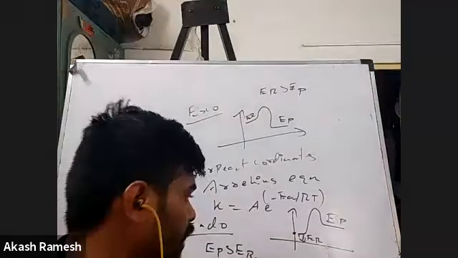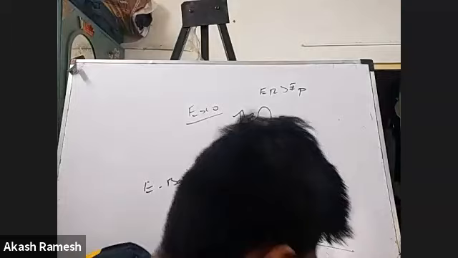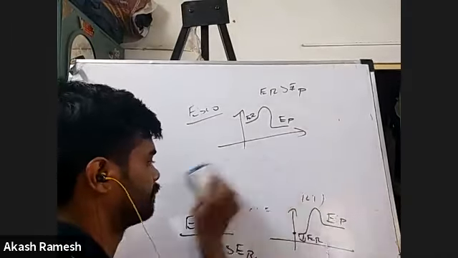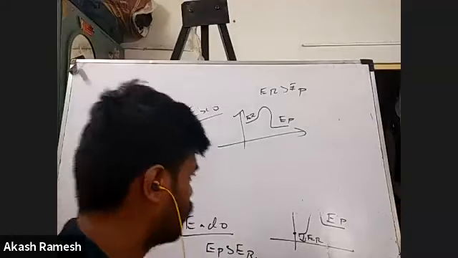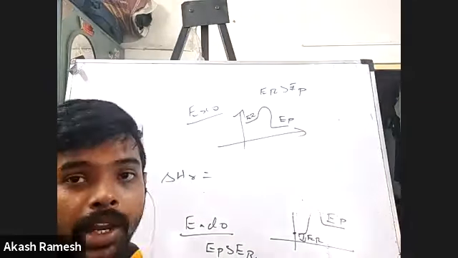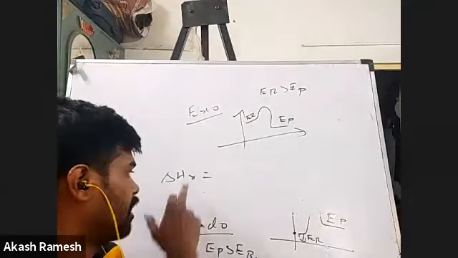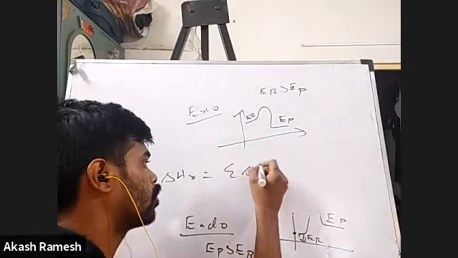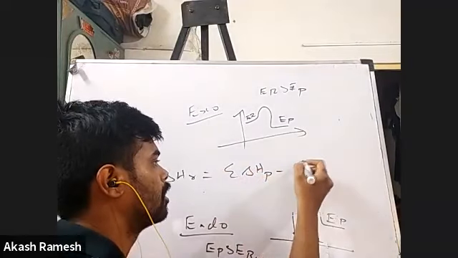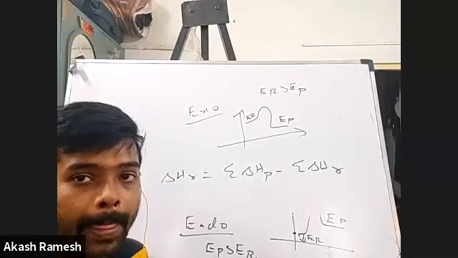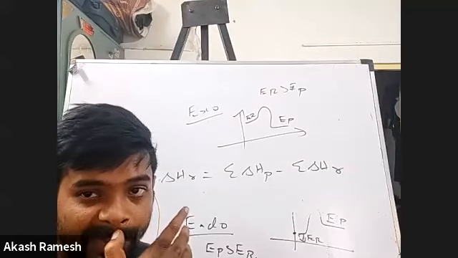Okay, fine. So now you would have studied how I calculate delta H for a reaction. R represents the reaction, right? It is delta H equals total enthalpy of products minus total enthalpy of reactants. It's as simple as that. Products minus reactants, always.